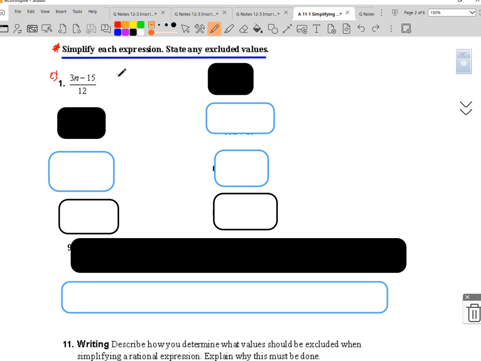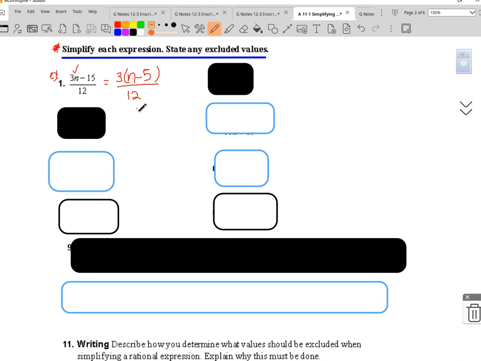So let's factor that. 3 times what gives me 3n? 1n, so n. And it's minus. And 3 times what gives me 15? 5, that's right. So now 3 times n is 3n, minus 3 times 5 is 15, so now we know we have an equivalent expression here. We'll put it over the denominator. 12 is a constant, so I'm just going to write that here.